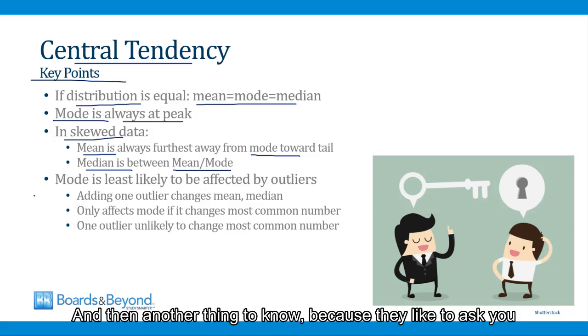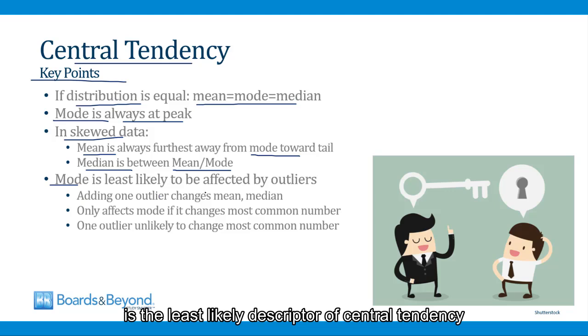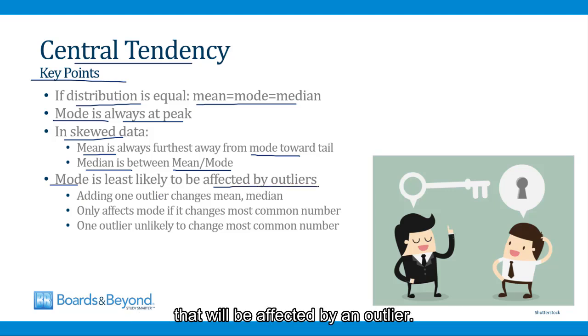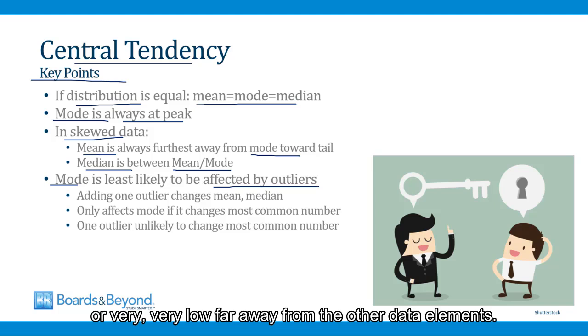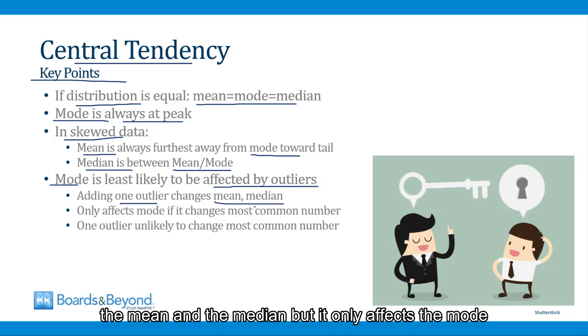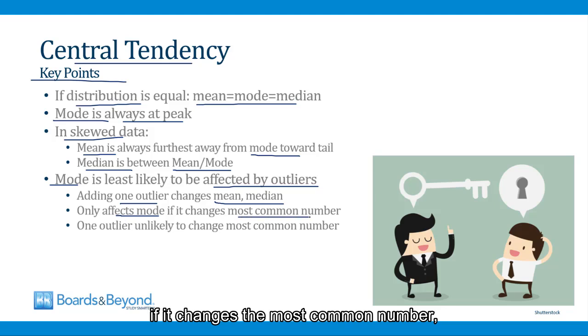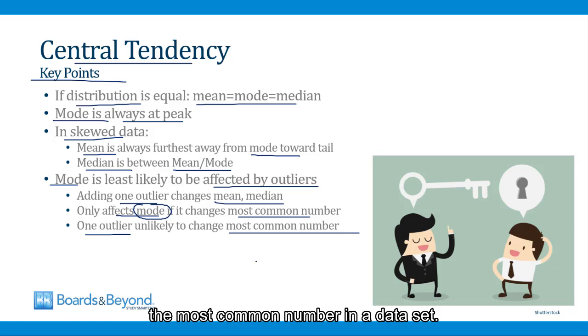And then another thing to know, because they like to ask you about this on your board exams, is that the mode is the least likely descriptor of central tendency that will be affected by an outlier. An outlier is a data value that's either very, very high or very, very low, far away from the other data elements. And so when you add one outlier, that's going to change the mean and the median, but it only affects the mode if it changes the most common number, because remember, the mode is the most common data set number. And one outlier is very unlikely to change the most common number in a data set, so usually the mode is resistant to change when outliers are present in a data set. On the other hand, outliers can affect the mean and the median.